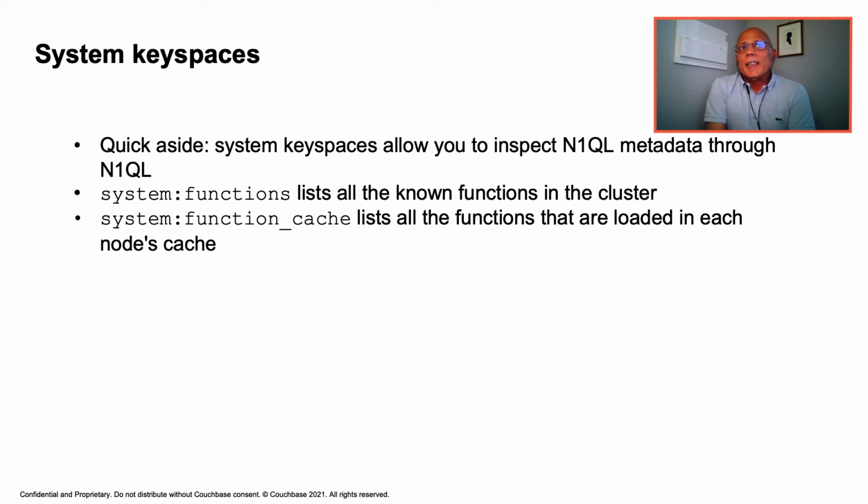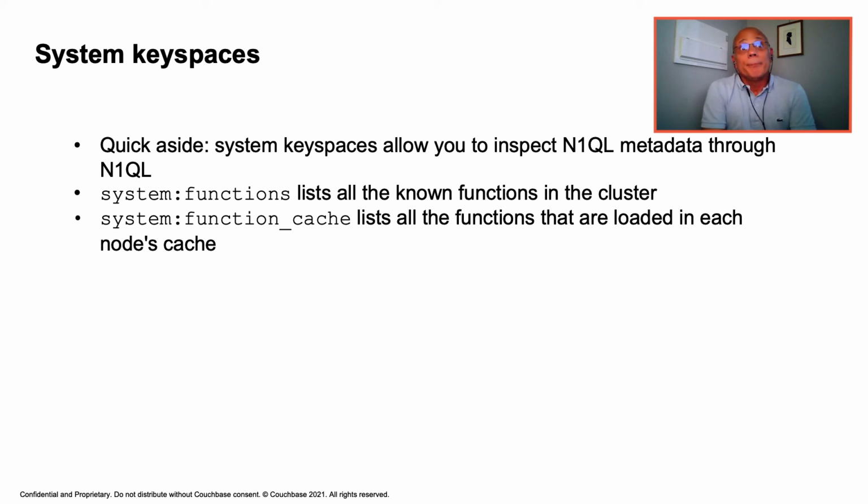The other tip that I wanted to pass on is system keyspaces. We do have system keyspaces to inspect metadata through N1QL. And we have introduced two new system keyspaces. One's called system:functions, and if you select star from system:functions, it will list all the known functions in this cluster, both global and scope.